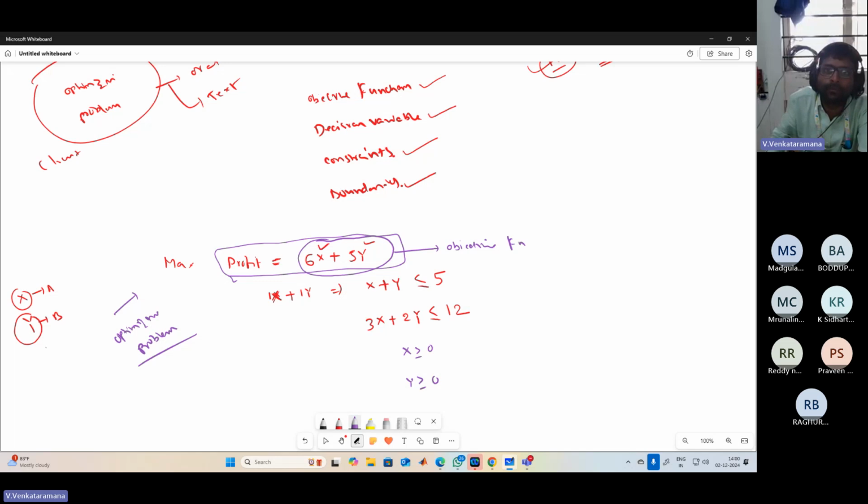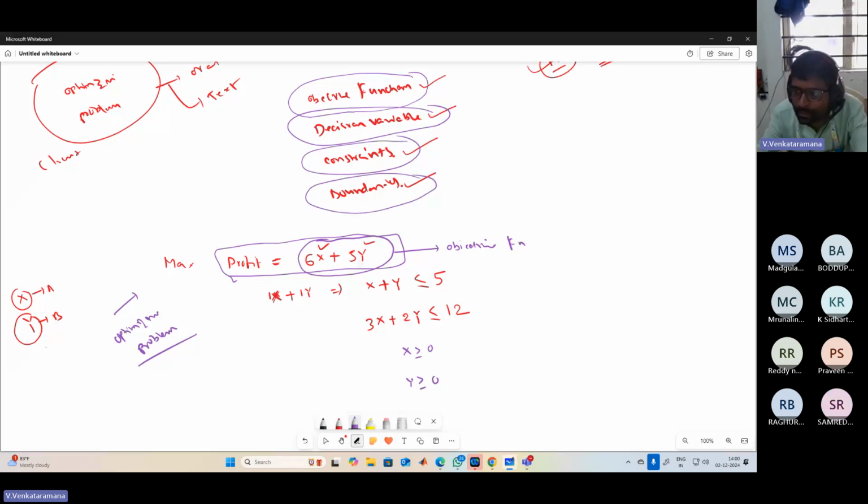The main parts of the mathematical modeling of my optimization problem are the objective function, decision variables, and the constraints and boundaries. Okay. That's why this part is called an objective function, because we are trying to maximize that objective. That's the profit.